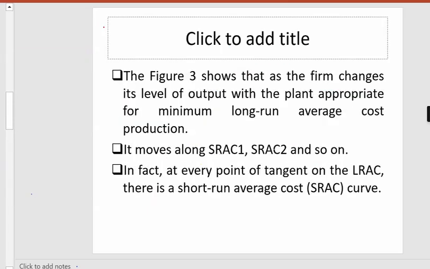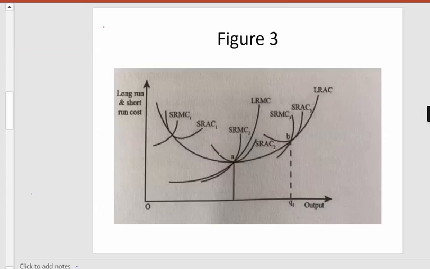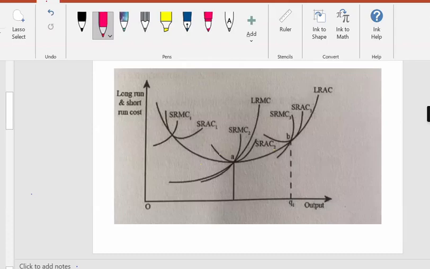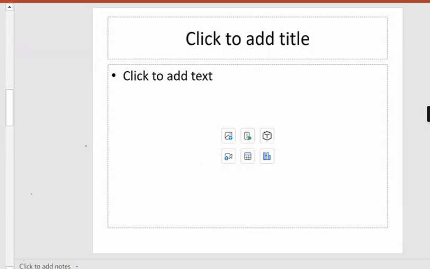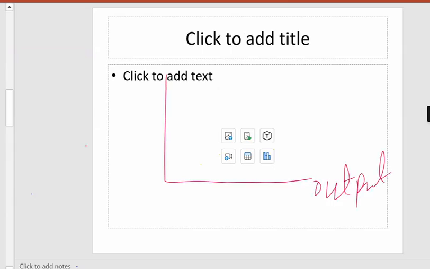Wait. Let's see this table here. This table has, ngoja, let me draw my own table here. Let me draw my own table. Wait. New slide. This is output. This is cost.